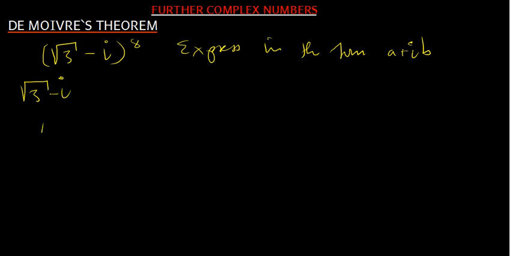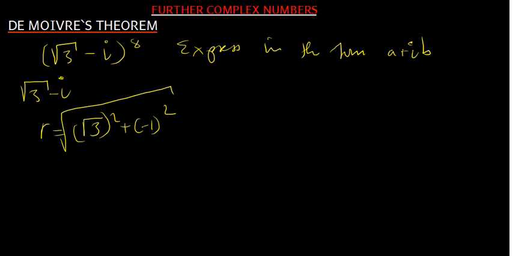First we are going to find r, which is given by x and y. So x is root 3, you square that, plus negative 1, the number in front of i, squared, and then take the square root. Root 3 squared is 3, and negative 1 squared is 1. 3 plus 1 is 4, so that is root 4, which is 2. And now we need to go to theta.